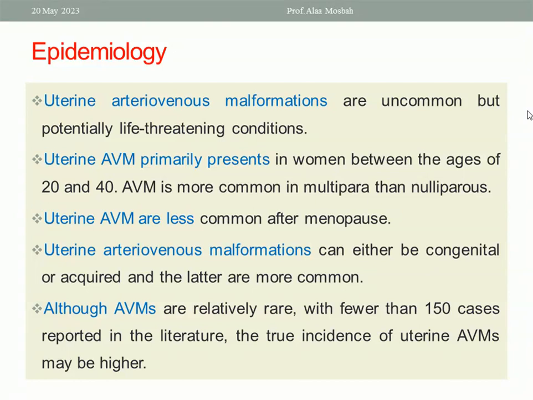And as I said before, it can be classified as congenital or acquired. Which one is commoner, the congenital or the acquired one? The acquired one is more common, and that's why it is increasing nowadays because of increasing risk factors, an increasing rate of cesarean section, and an increasing rate of D&C operations. Although arteriovenous malformations are relatively rare, with fewer than 150 cases reported in the literature, the true incidence of uterine arteriovenous malformations may be higher.